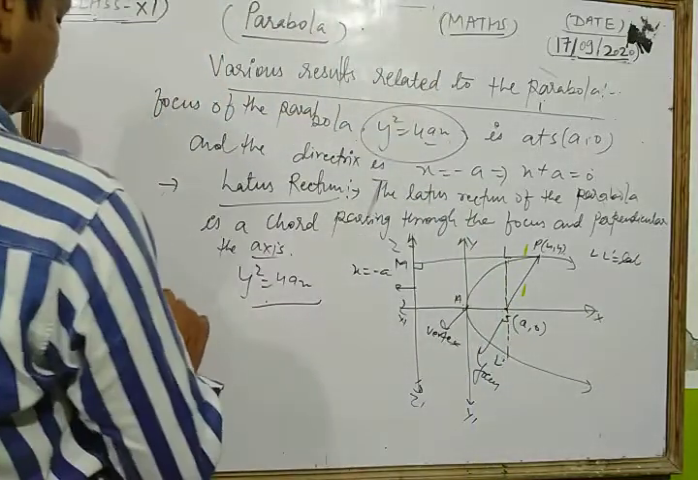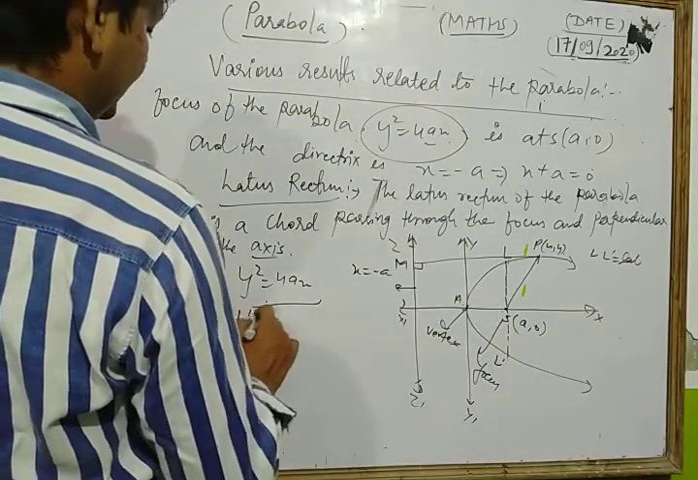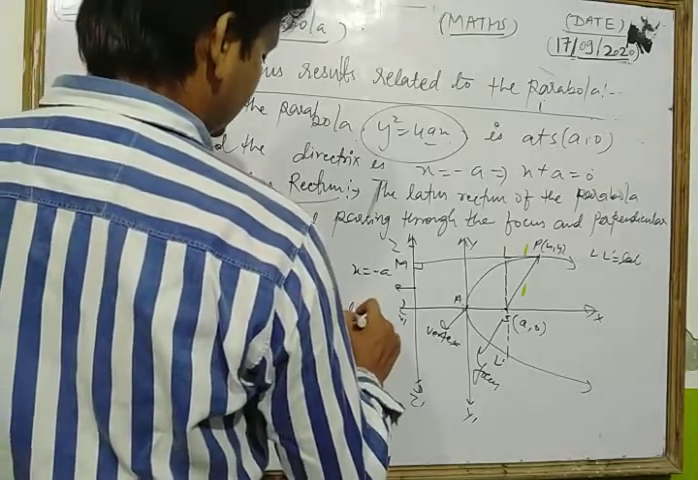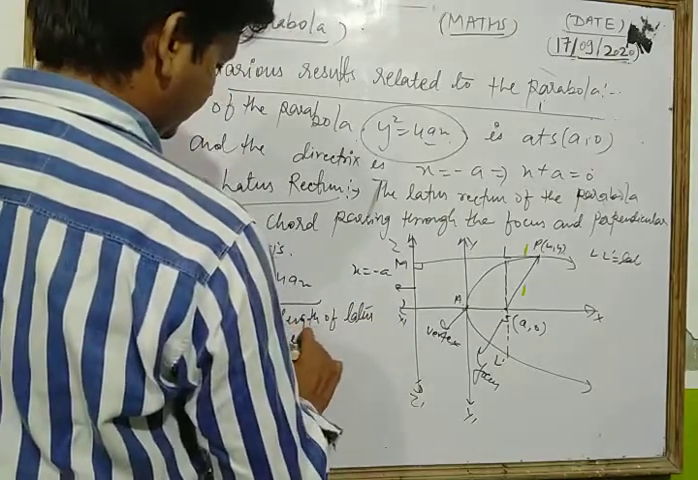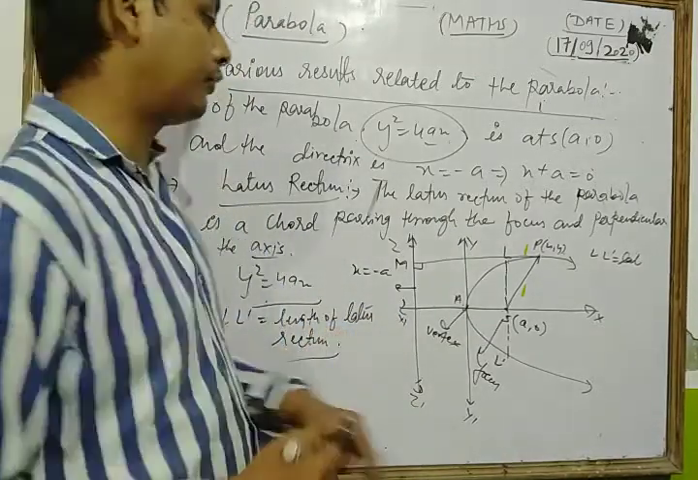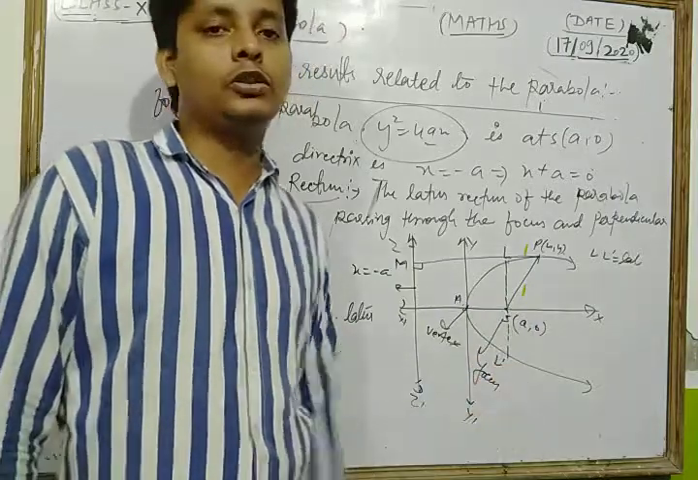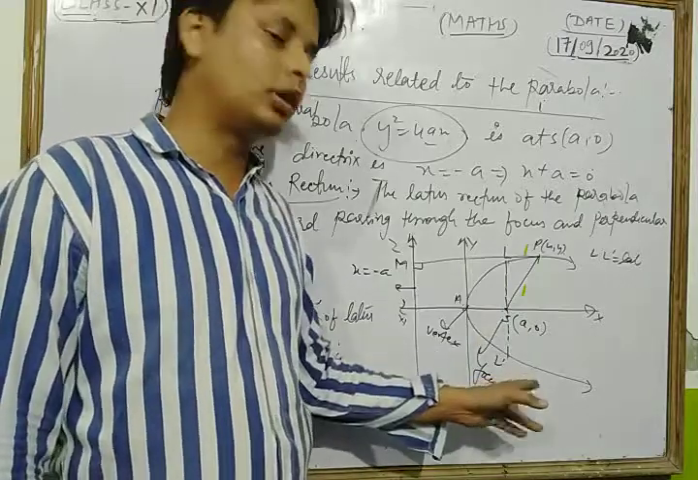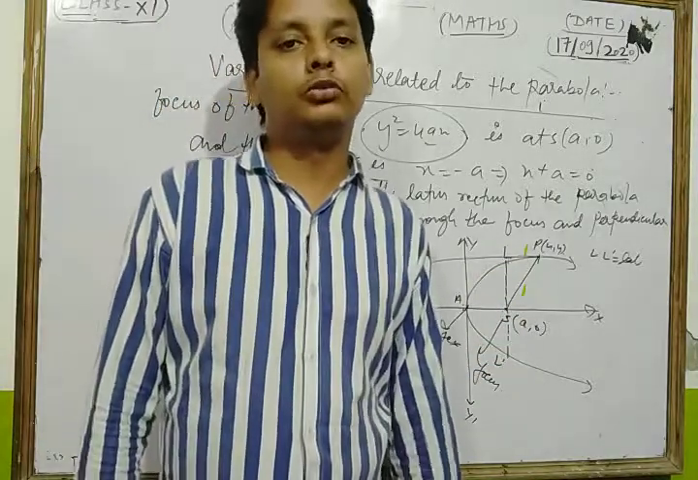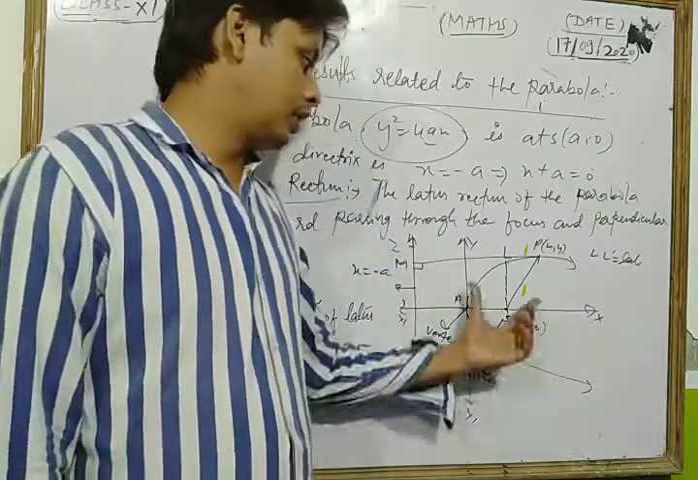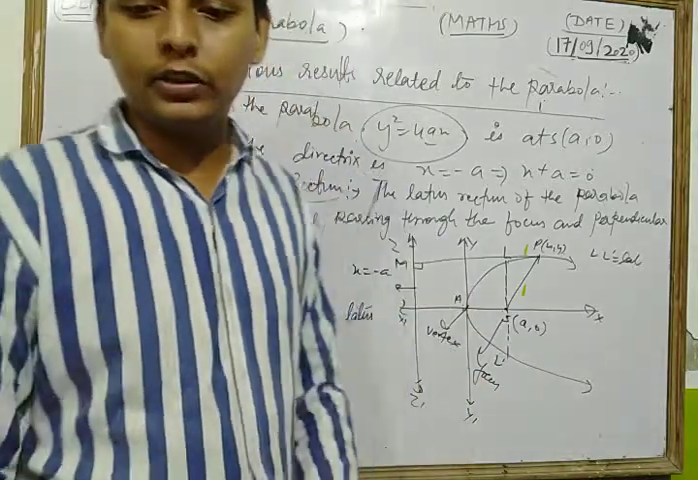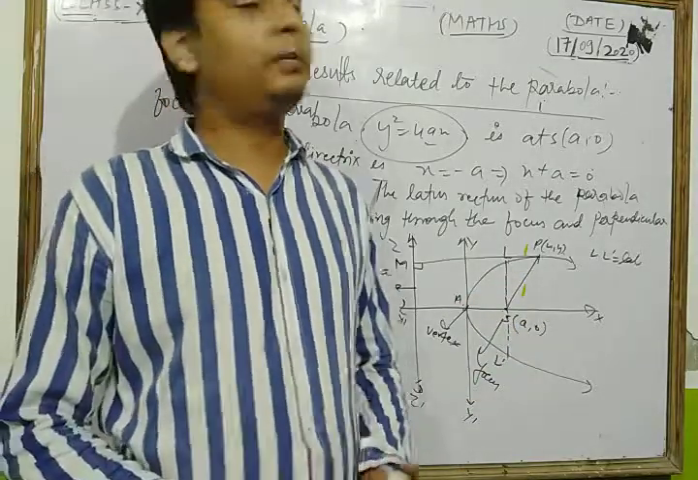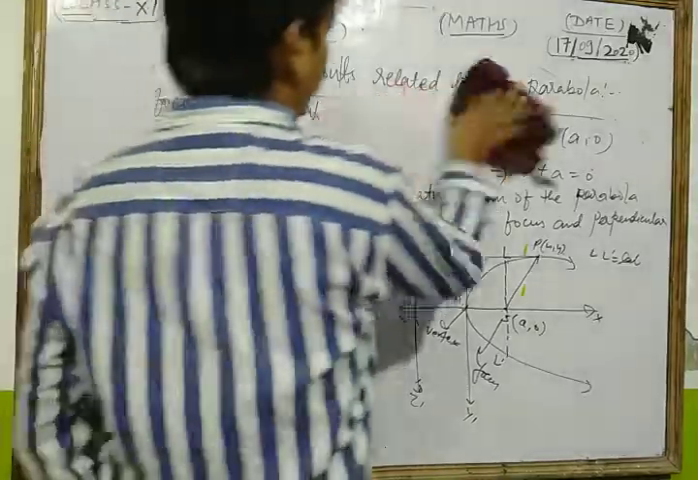Here the length L dash is known as the length of latus rectum. From the figure, the length of L dash is known as the length of latus rectum because it is a chord of the parabola which is passing through the focus and perpendicular to its axis. So it is said to be the length of the latus rectum. Now, dear students, here L dash is the latus rectum of the parabola. Let's see in this way.